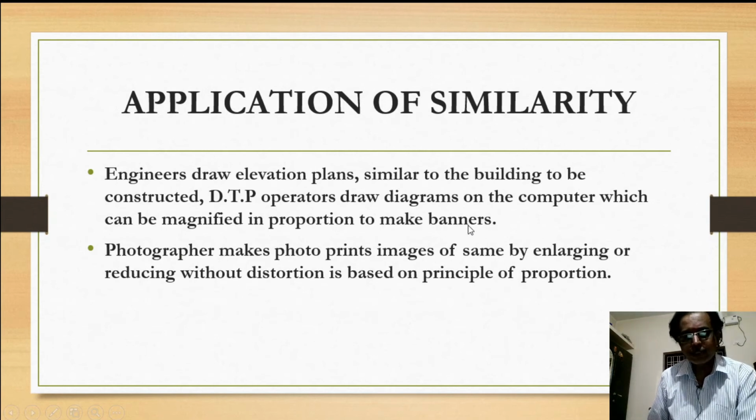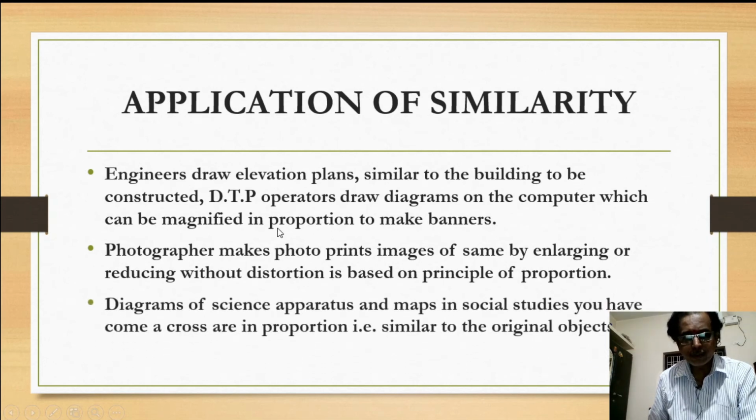So we saw so many banners, small banners, big banners. They look the same in shape but different in size. Photographers make photo prints, images of the same, by enlarging or reducing without distortion, based on the principle of proportion. Mainly in photography and engineering departments these applications are very useful. And diagrams of science apparatus, already discussed, and maps in social studies, you have come across, in proportion, that is similar to the original objects.